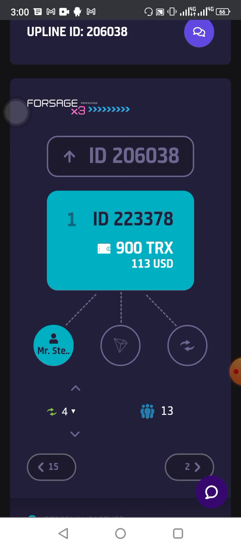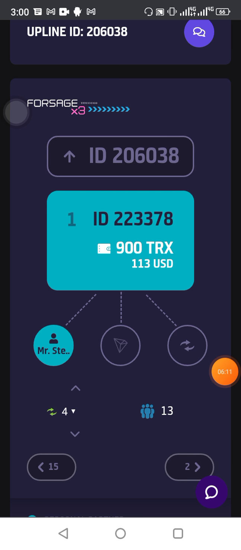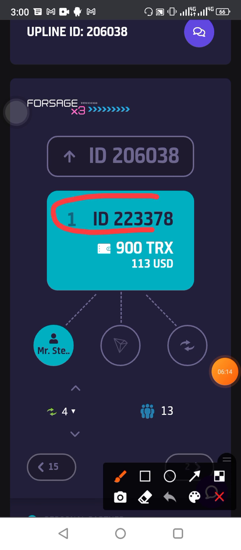All right, now the first thing I want to draw your attention to is the ID of the owner of the matrix. The owner of this particular account is ID 223378. Once you sign up to the Forsage smart contract, a unique ID is assigned to you. This is the ID of the owner who owns this account. Now above him you see another ID. This is the ID of the person just above ID 223378, probably a member of his team, maybe the team of his sponsor, but a member of the Forsage team.